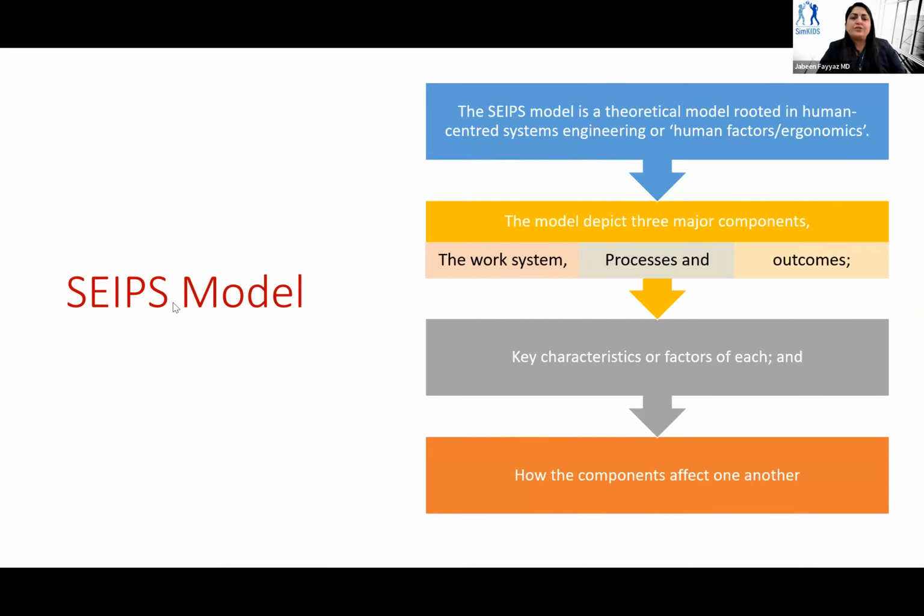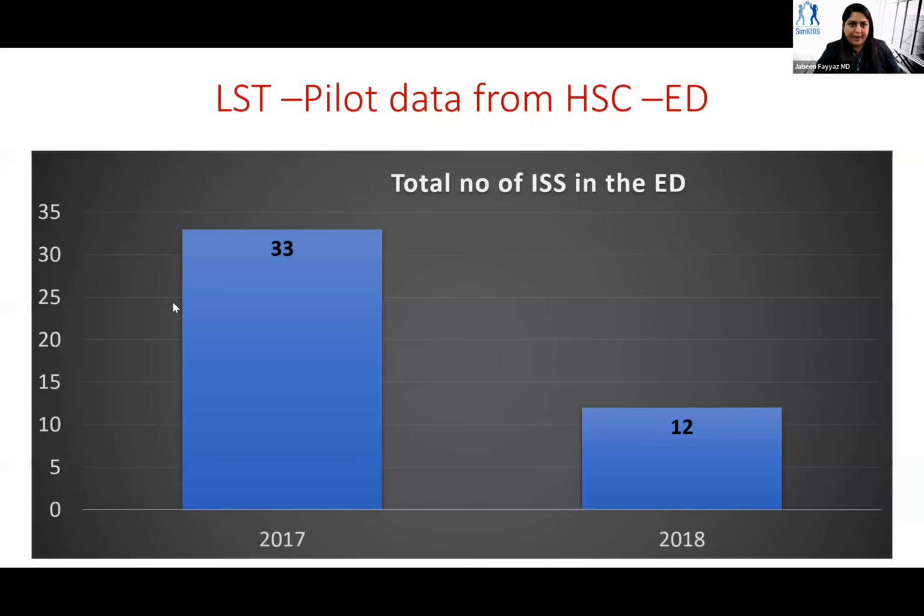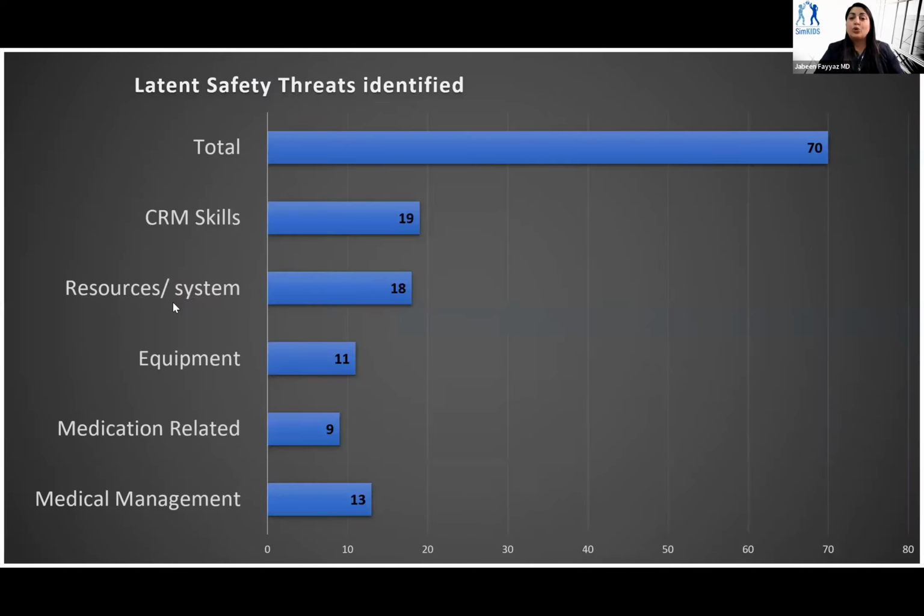So what I'm trying to say, I will present a small piece of data which I collected as pilot data when I was doing my teaching scholarship program, where you have to do a small project. And this is the kind of project I did, which started this whole movement of using simulation for quality and safety. You can see I did it in 2017 and 2018. There were 33 simulations in 2017 and 12 in 2018. The total number of latent safety threats that we identified was 70.